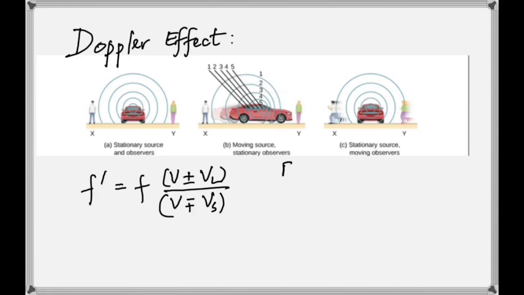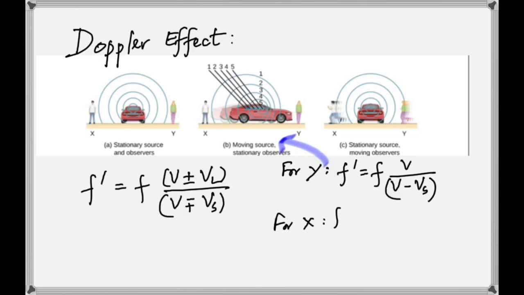So therefore, for Y, and the listener is not moving, so the numerator becomes 0, and then you have V minus Vs. That means the sign does not change, okay, if it's moving towards. But for X, the sign is going to change because it's going in the opposite direction. So these are the fundamentals, at high speed for the exam.